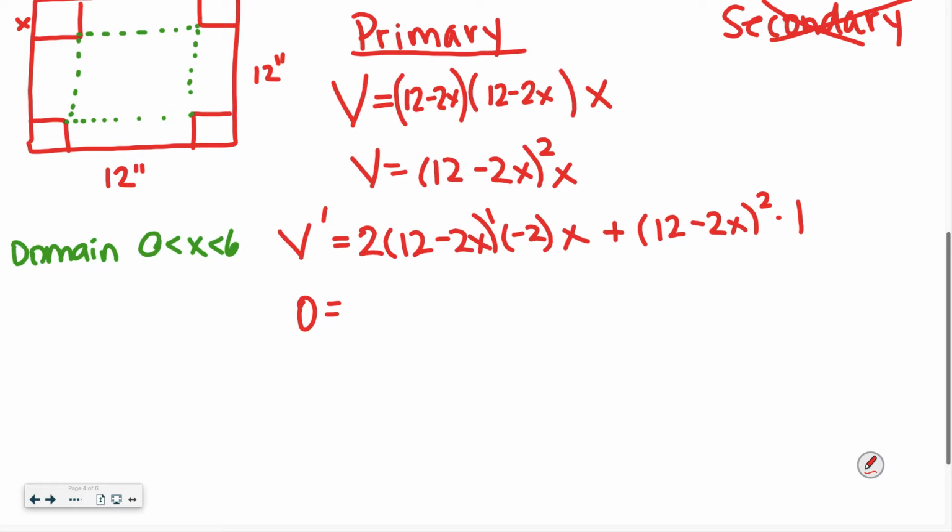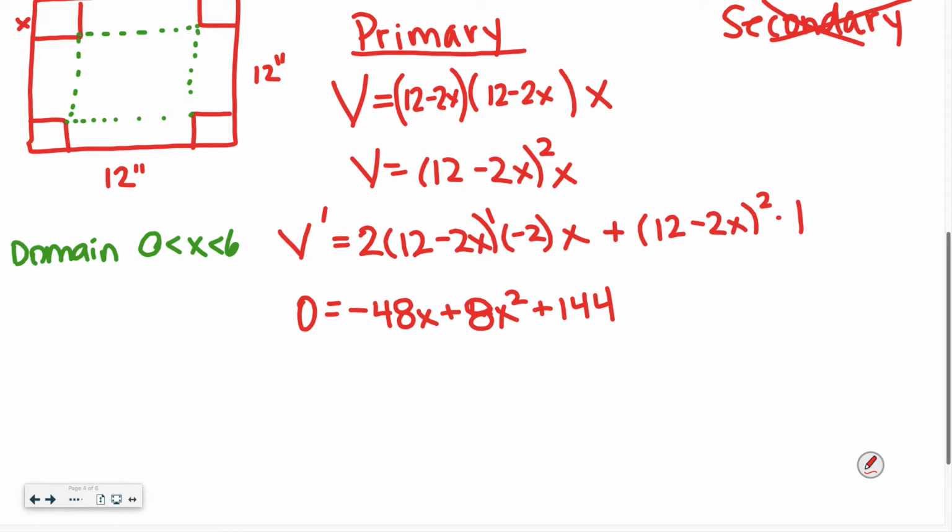What is 2 times negative 2 times x? Negative 4x is what we're distributing through. So what is negative 4x times 12? And negative 4x times negative 2x. Because we're multiplying. Okay. And you can have a calculator. And then 12 minus 2x, the quantity squared. We thought we'd try to get out of having to do that, but we have to do it anyway in our derivative. Okay?